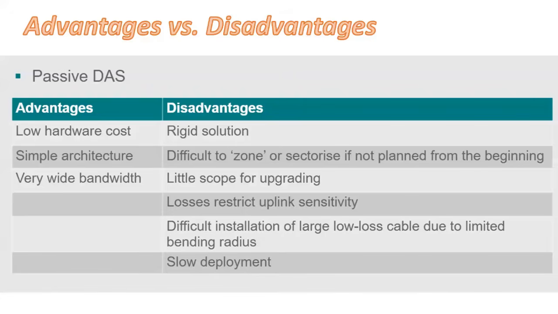So passive DAS are the cheapest option in terms of hardware. Its architecture is very simple, and since coaxial cables are used, they exhibit a very wide bandwidth. On the other hand, passive DAS are much more rigid than active DAS if zoning is required, right? Or if changes to these zones are to be performed, which leads to little scope for upgrading. And losses in passive DAS can become so high that they can restrict uplink system sensitivity. The installation of passive DAS is often difficult due to a limited bending cable radius, leading to slow deployment. But in spite of that, for smaller buildings, passive DAS are still the preferred solution.